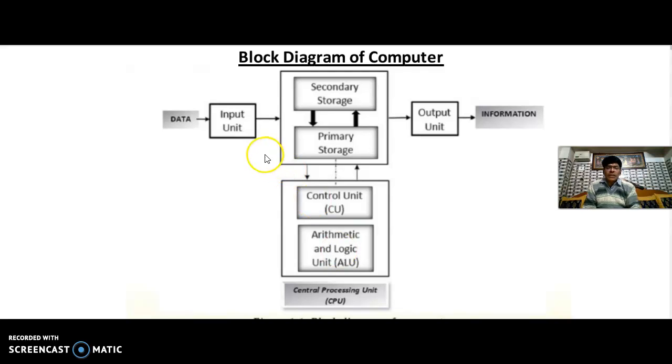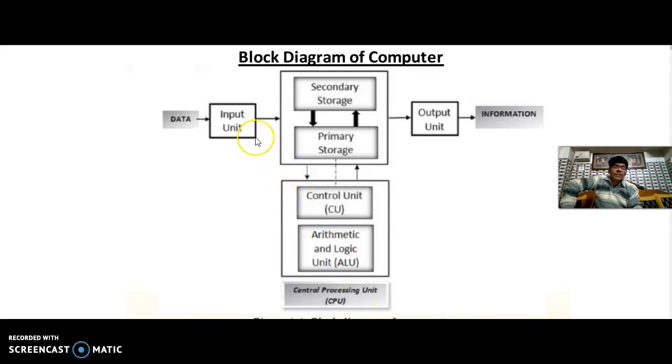So if any input, suppose I have given 2 plus 3, that addition will be done by the arithmetic unit. Suppose I have told it that if age is greater than 18, display 'you are eligible to vote'. Whether the age is greater than 18 or not, that decision-making will be done by the logical unit. So arithmetic and logical unit.